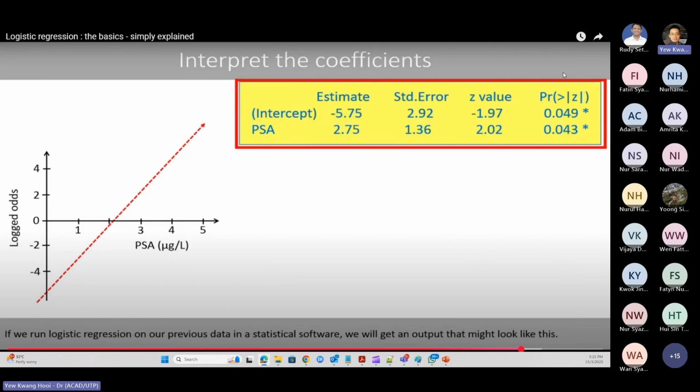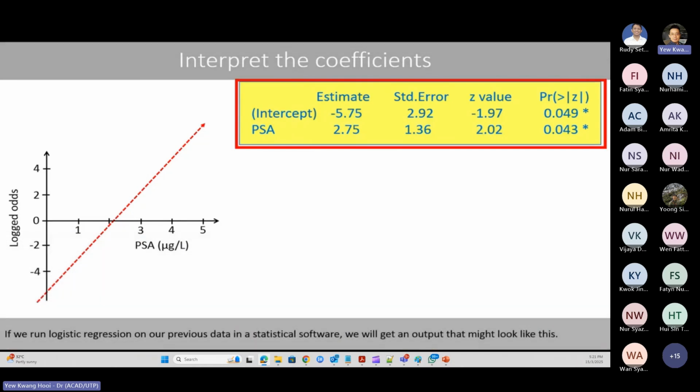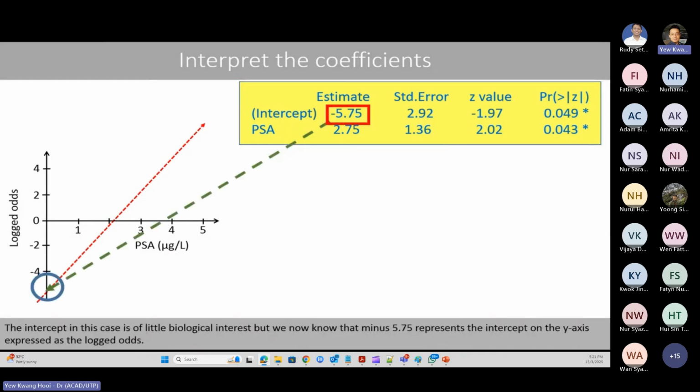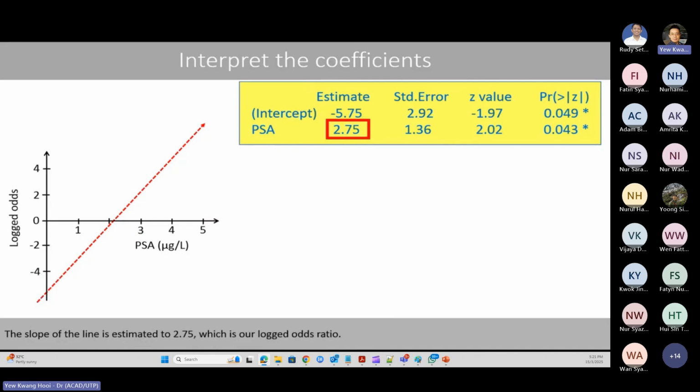If we run logistic regression on our previous data in the statistical software, we'll get an output that might look like this. The intercept in this case is of little biological interest, but we know that minus 5.75 represents the intercept on the y-axis expressed as the logged odds. The slope of the line is estimated to 2.75, which is our logged odds ratio. Since the corresponding p-value is less than 0.05, we know that the logged odds ratio is significantly greater than 0.